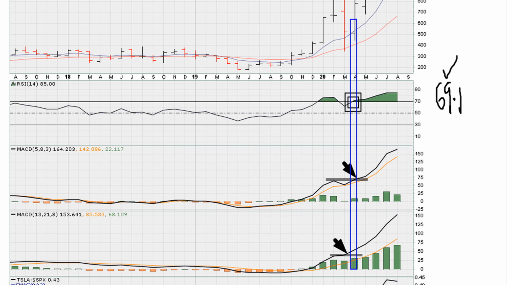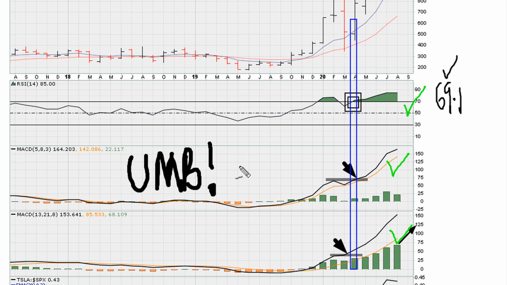So everything that we look for checked out. MACDs and RSI was perfect. And there should be some information in the description of this video discussing this method, which I call the ultimate Muathe breakout. It's my own research method, one that has been used for almost 20 years, finding amazing moving instruments.